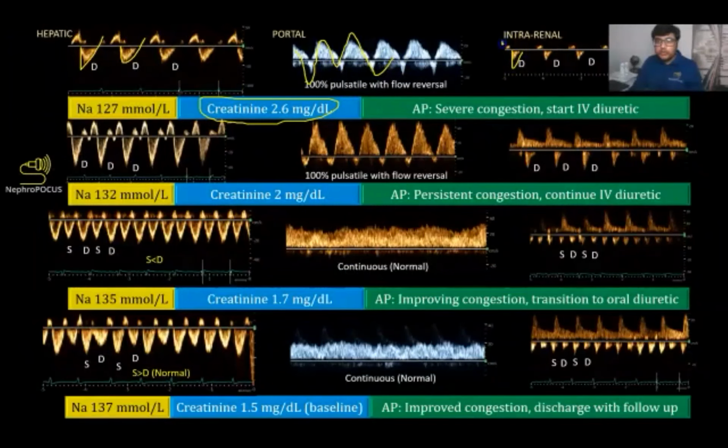Here you don't have arterial waveform, that's why you're seeing the S reversal. If there was arterial waveform, it would look like this. So here, this thing here is the S reversal of venous waveform. And with the diuretic therapy, the creatinine improved, but the waveforms remained abnormal. So we said continue IV diuretics.